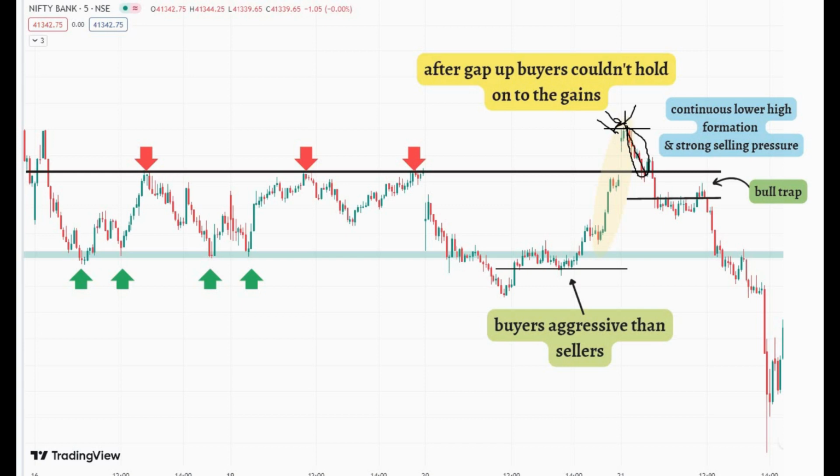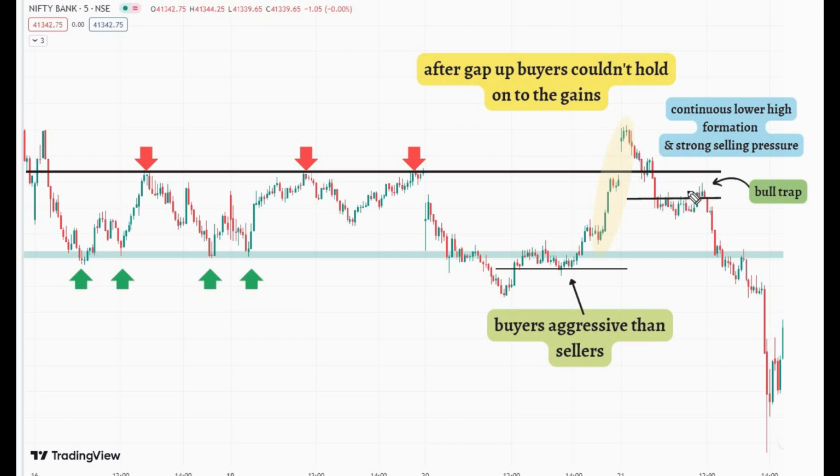Strong selling pressure. Then again bulls tried to continue the upward momentum by taking support from this area. But what happened? Again sellers pushed the prices aggressively towards the downside, breaking this important support zone, indicating that all these bulls got trapped here. So we'll enter short here, stop loss here, and see the huge downside momentum after that.